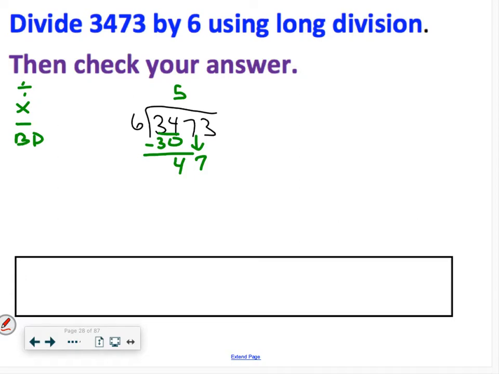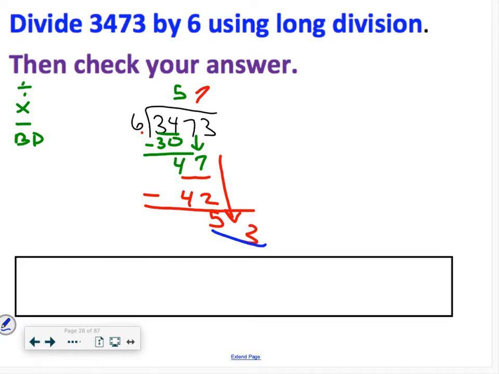So now we're going to take 47 divided by 6. So 6 goes into 47 7 times. And then we're going to multiply. 7 times 6 is 42. And then we're going to subtract. 47 minus 42 is 5. And then we're going to bring down the next term, the 3. So we're at 53. We're going to repeat that one more time.